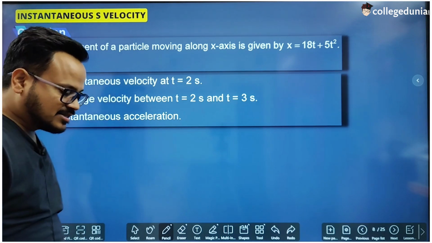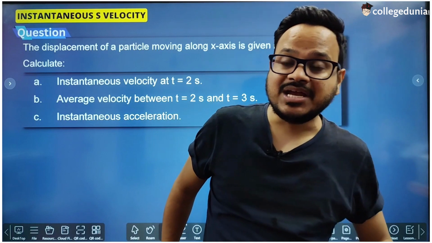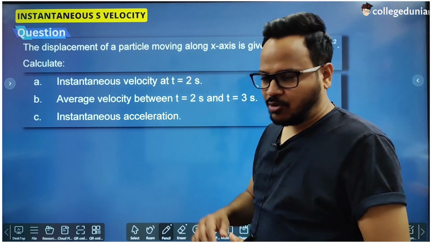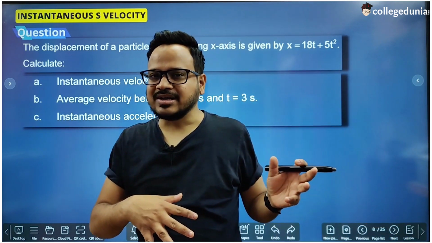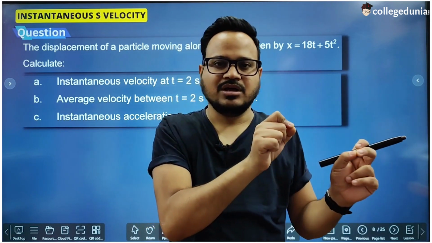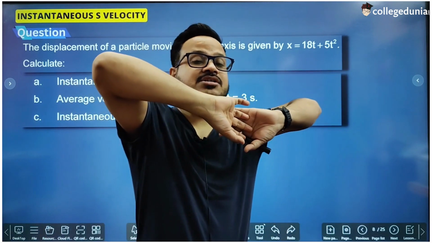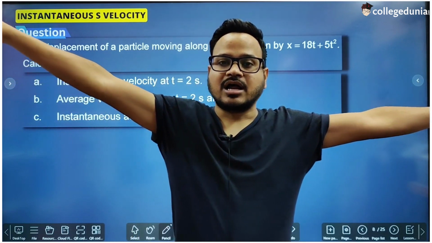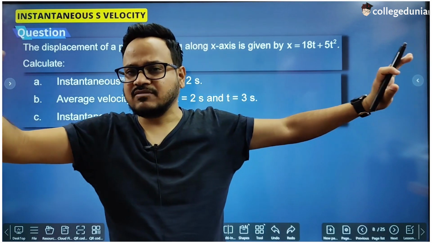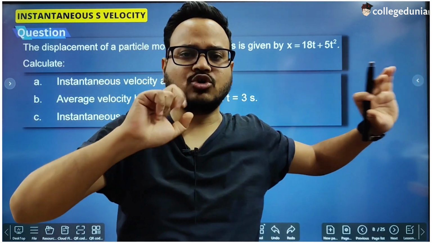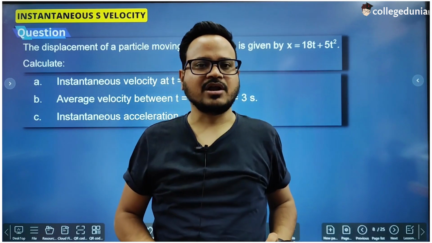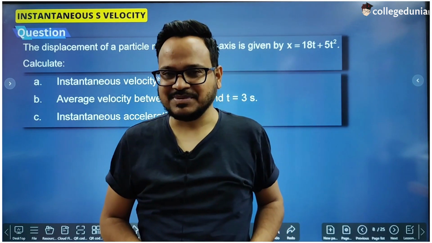Now we will discuss the concept of instantaneous speed and instantaneous velocity. Students, what was the average velocity when the body is going from A to B? We are not interested in the values of the speed in between, we are just interested in the whole thing. If the body has traveled a distance of 120 km in 2 hours, then the average speed of the body is 120 by 2, that is 60 km per hour. But that is not the actual speed.